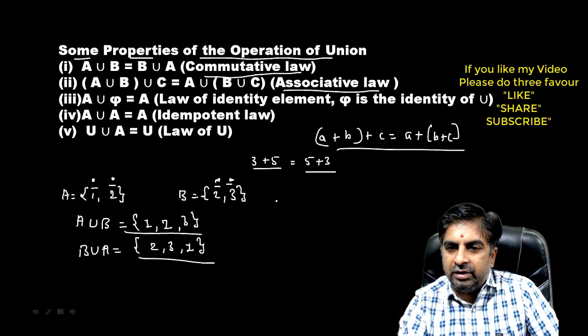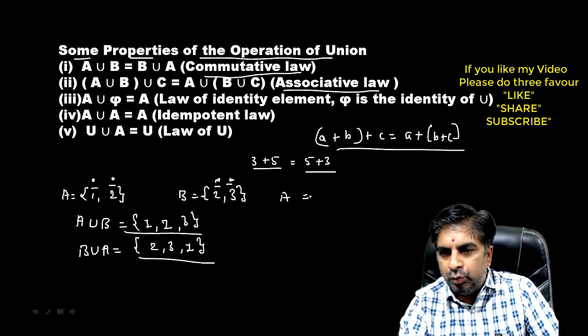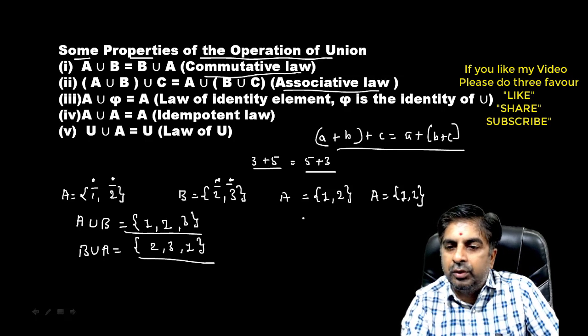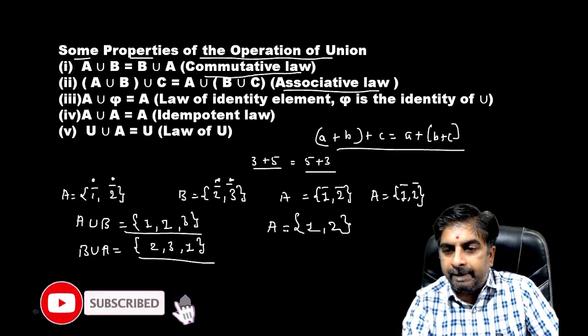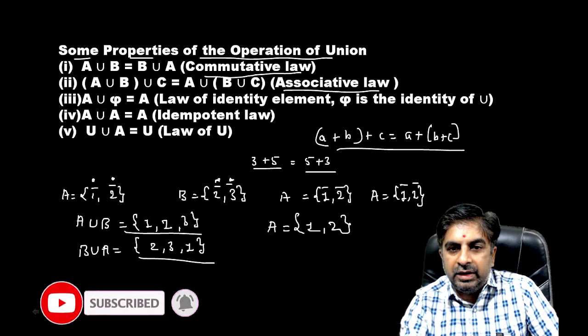Now A union A. If A is {1, 2}, and you do A union A again, {1, 2}, so A union A will also be equal to A, because when you take 1 and then 2, A union A will be the same A. Okay, idempotent law, you can say.